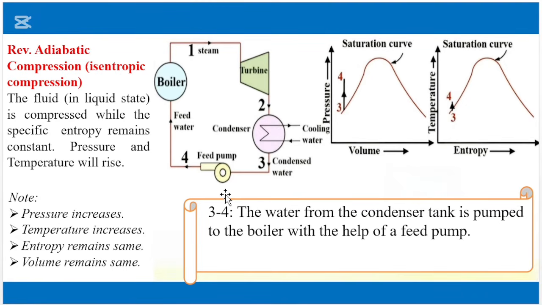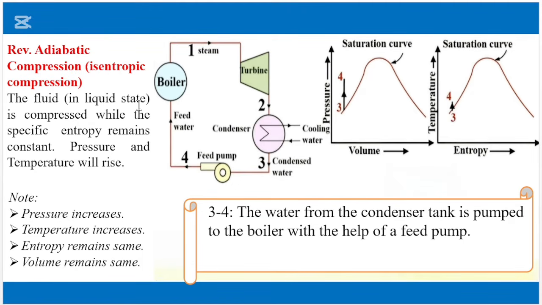So the moment we talk about compression, you should be focusing on the feed pump. The feed pump is between number 3 and number 4, so we can represent it as 3 to 4. Here the water from the condenser tank is pumped to the boiler with the help of the feed pump. There is a tank here, and you can use this feed pump to put the water back into the boiler. So let's look into these processes. What is going to happen here?